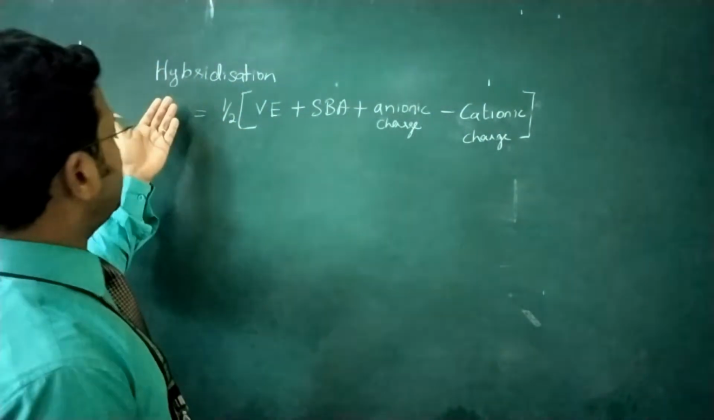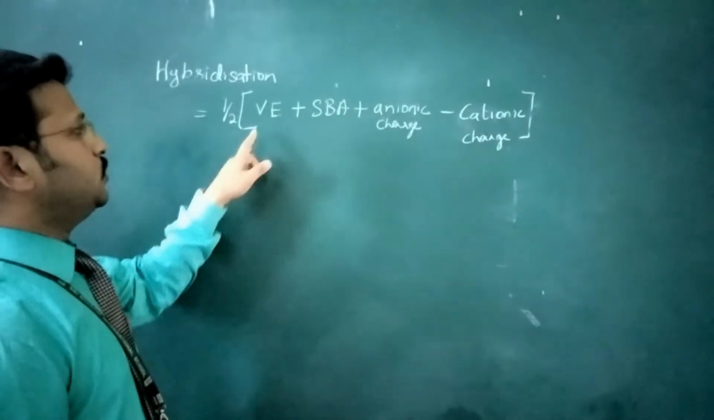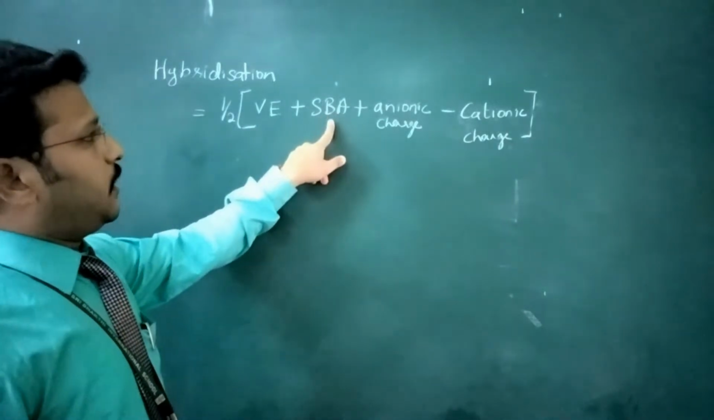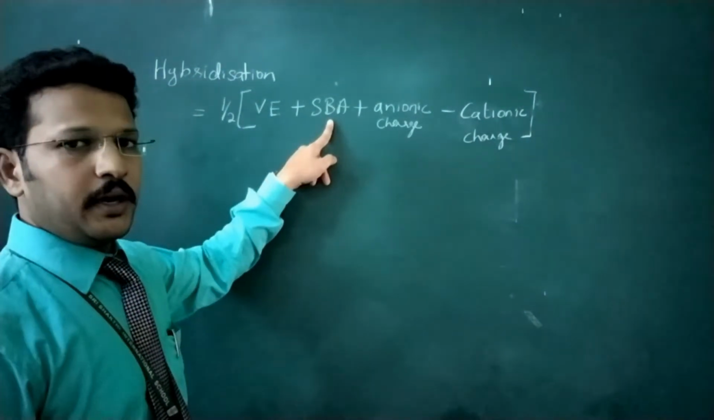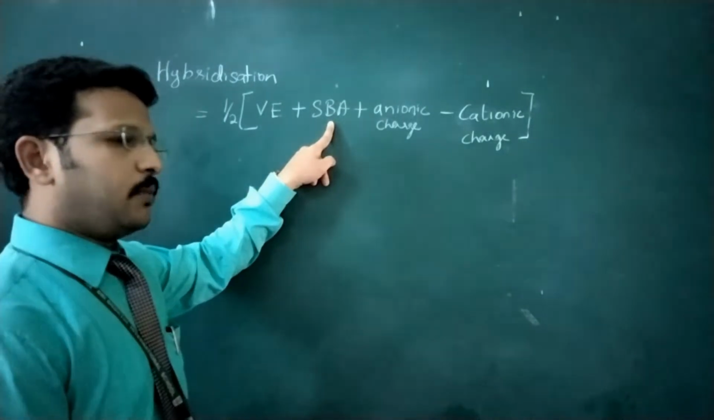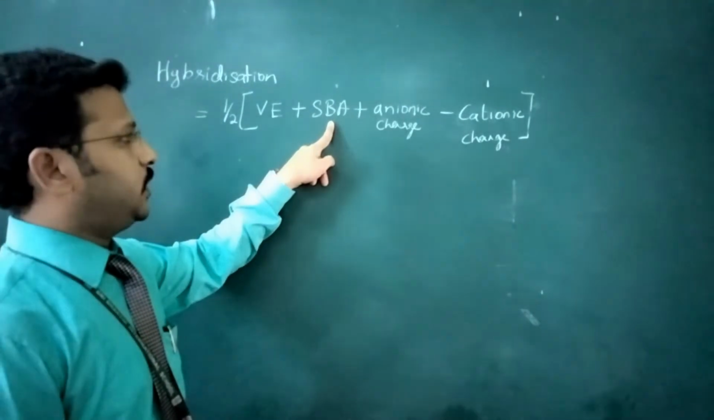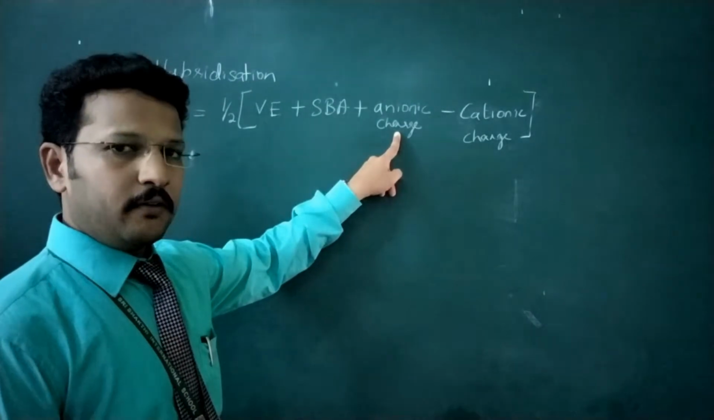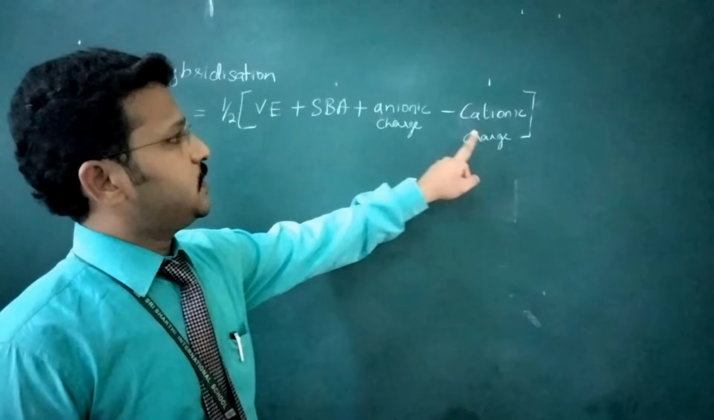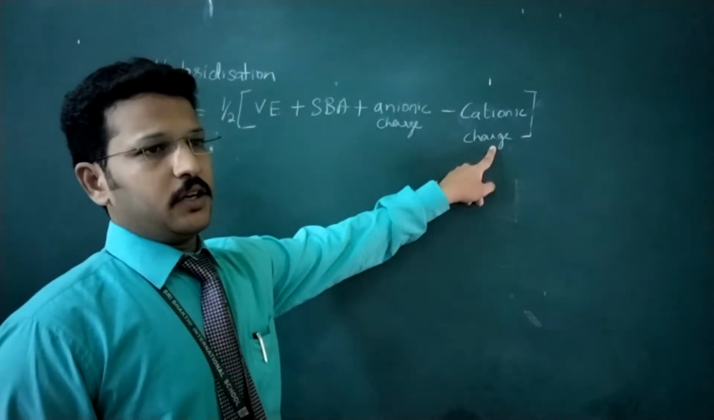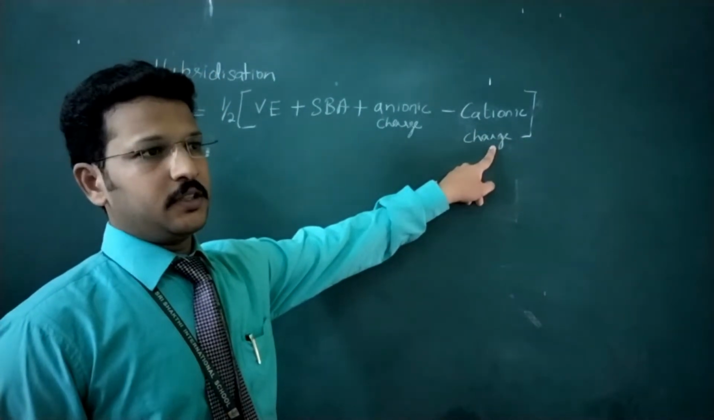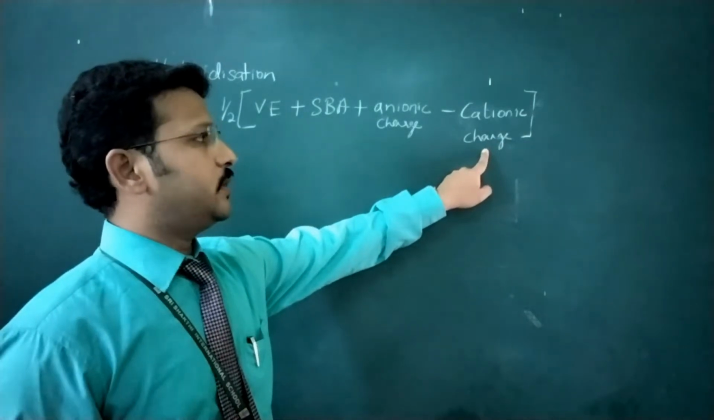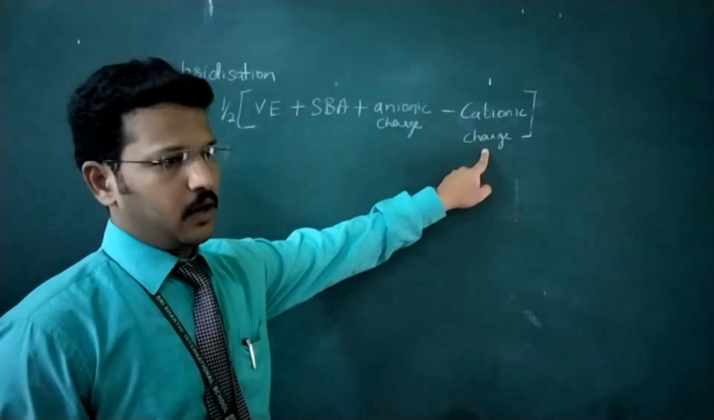Learn the formula. Hybridization is half into valence electrons present in the central atom, plus the number of singly bonded side atoms attached to the central atom, plus anionic charge. Anions are negatively charged ions, so anionic charge is added, and minus cationic charge. Cations are positively charged, and cations get the charge by giving away electrons, so they are considered positively charged ions.